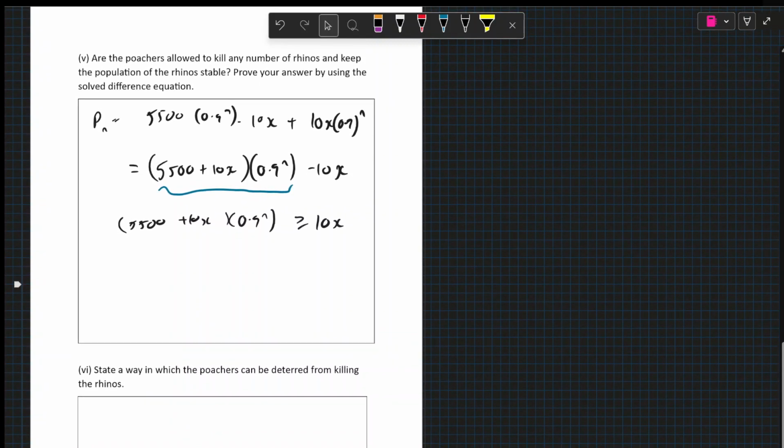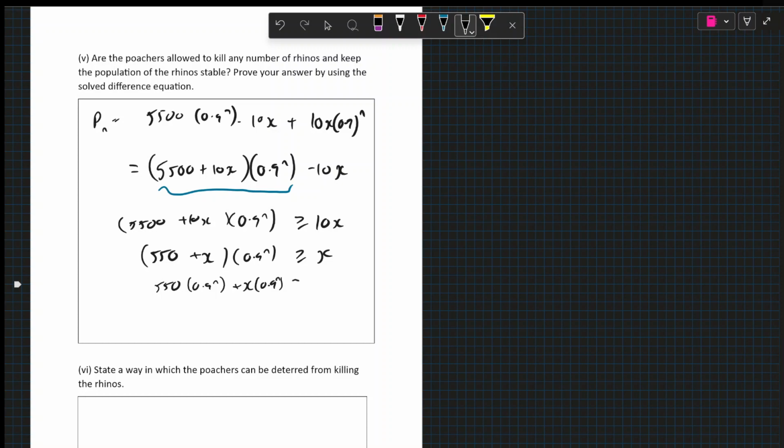let's see. If we divide everything by 10, we get 550 plus x times 0.9 to the power of n. We want that to be greater than x. So what I might do is actually expand it and try to get it in terms of n. So we get 550 plus x 0.9 to the n, then x.